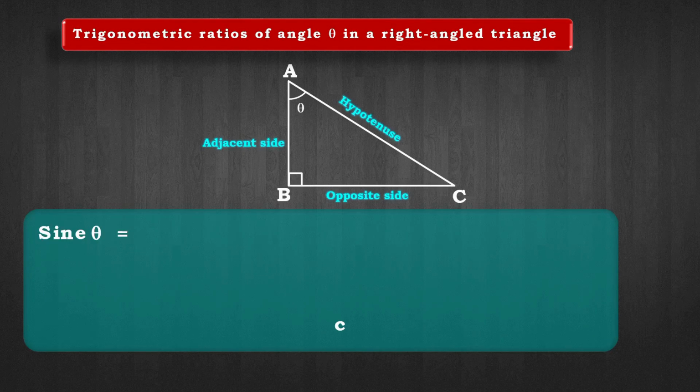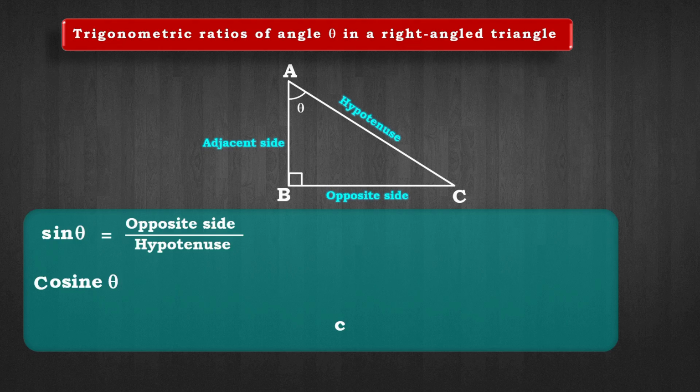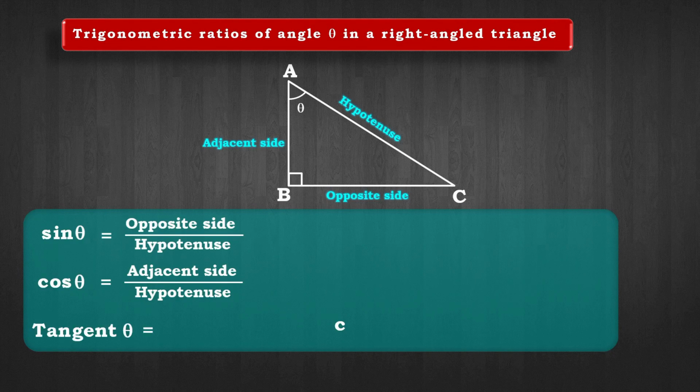Sin theta is defined as the ratio of the opposite side to the hypotenuse. So, sin theta equals opposite side divided by hypotenuse. Cosine theta is defined as the ratio of the adjacent side to the hypotenuse. So, cosine theta equals adjacent side divided by hypotenuse. Tangent theta is defined as the ratio of the opposite side to the adjacent side. So, tangent theta equals opposite side divided by adjacent side.